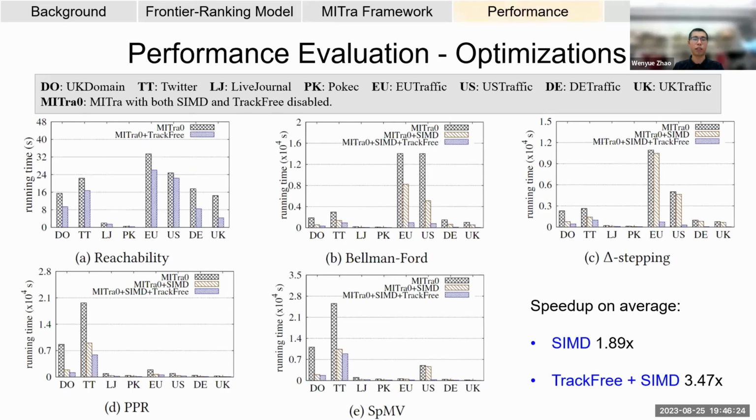We also evaluated the effectiveness of optimizations. We found that SIMD achieved 1.89 times speedup on average. Putting together track-free and SIMD increased the average speedup to 3.47 times.